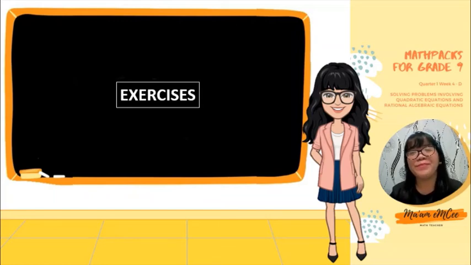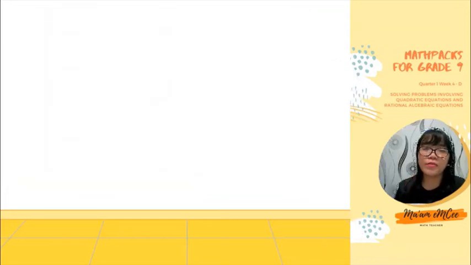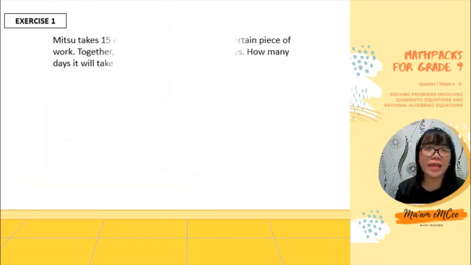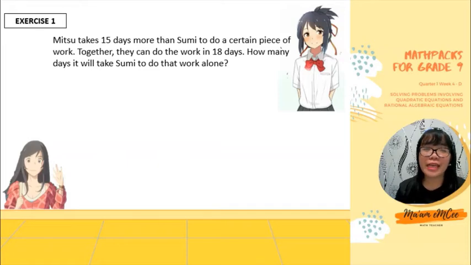Okay. So let us have the first exercise. Mitsu takes 15 days more than Sumi to do a certain piece of work. Together, they can do the work in 18 days. How many days will it take Sumi to do that work alone?